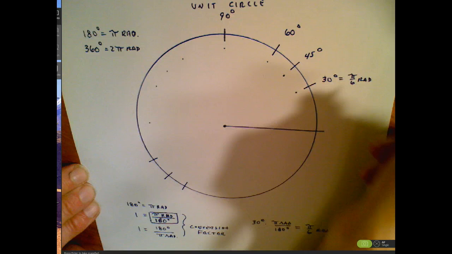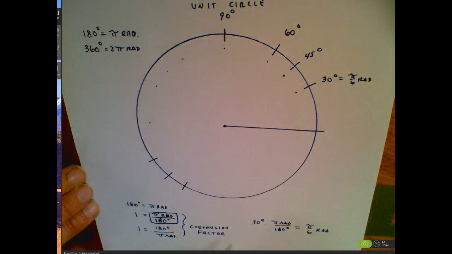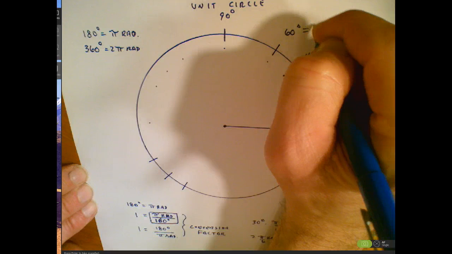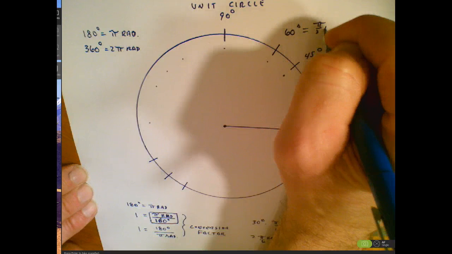Okay, now we could jump to 60 really quick. Why could we do that? Well, because we know 60 is twice what 30 is. So 2 times 30 is 60. That must be 2 times pi over 6. So what is 2 times pi over 6? Well, 2 times pi over 6 radians is, we notice the 2 and the 6 reduce. We end up with pi over 3 radians. So we get 60 degrees equals pi over 3 radians.